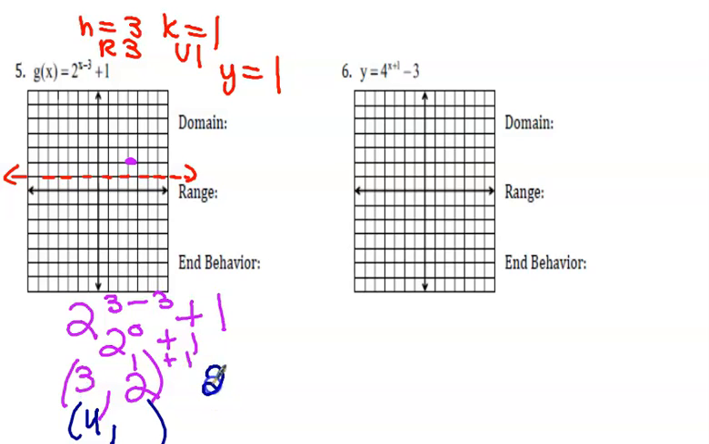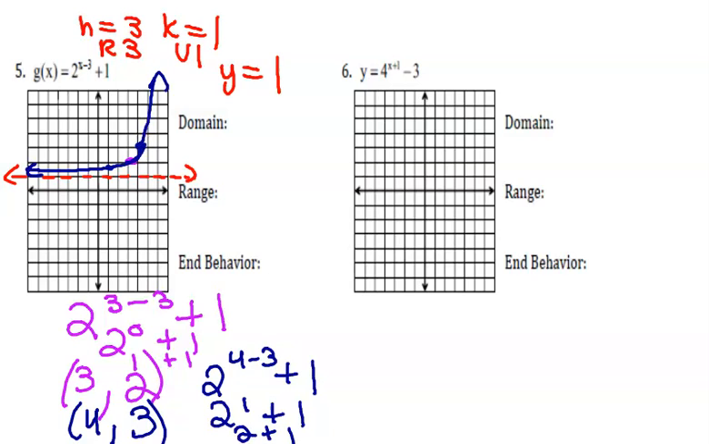So I have 2^(4 minus 3) plus 1. So I have 2 to the first plus 1. 2 plus 1 is 3. So I'm going to go over 4: 1, 2, 3, 4, up 3: 1, 2, 3. All right, so then again, it shifted over where I'm plugging in those points.